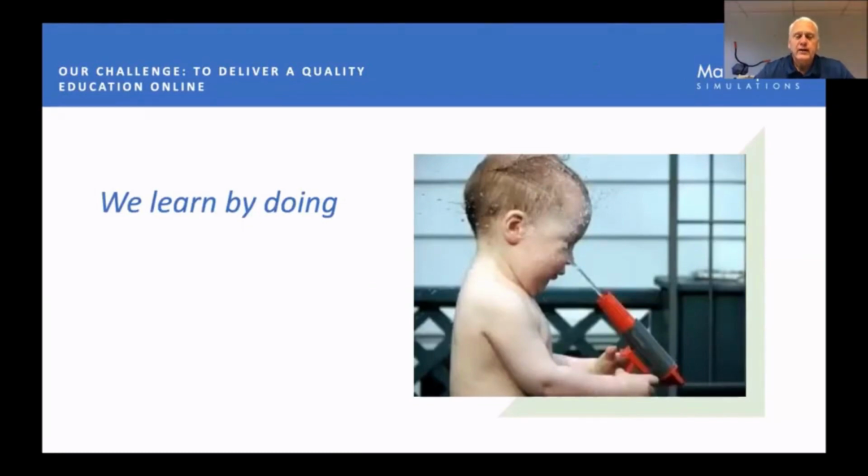But the whole idea of learning by doing kind of goes back to the theory of experiential learning. A baby, as illustrated here, is learning about the environment and the faucet on a hose. But if you watch, a baby is constantly experimenting with the environment, everything around him or her, and discovering and learning and continually growing. And we do that our whole life.